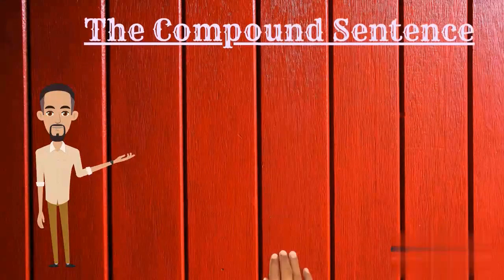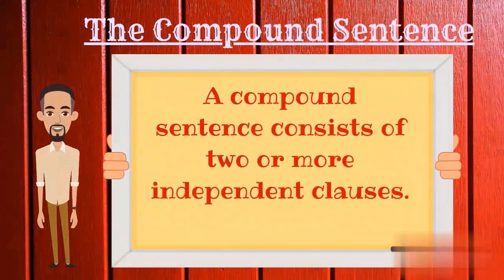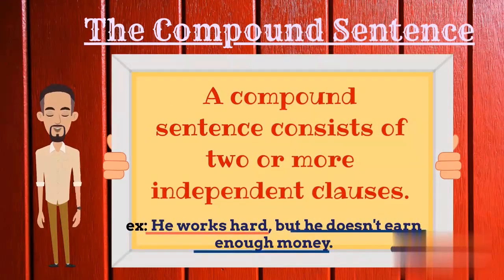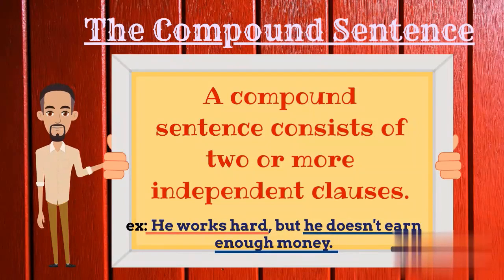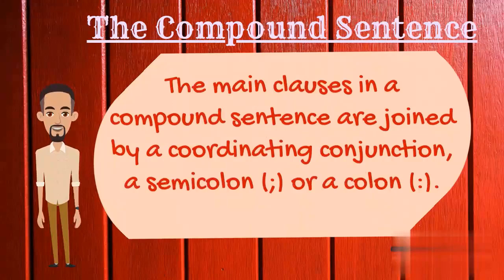The second type is the compound sentence. The compound sentence consists of two or more independent clauses. Look at the example. He works hard, but he doesn't earn enough money. Here we have he works hard and he doesn't earn enough money. Both of them are independent clauses. Note that the main clauses in a compound sentence are joined by a coordinating conjunction, a semicolon, or a colon.